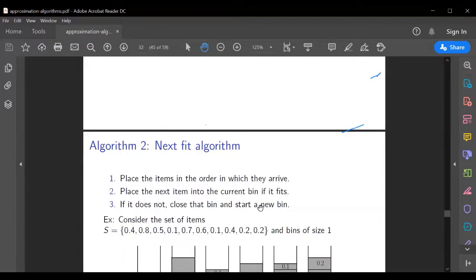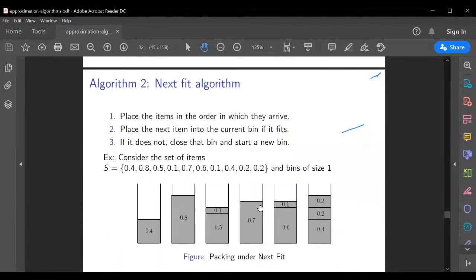The next algorithm we can use is the next fit algorithm. Place the items in the order in which they arrive. Place the next item into the current bin if it fits. If it does not, close the bin and start a new bin. Now how does it vary? 0.4 will go into the first bin.